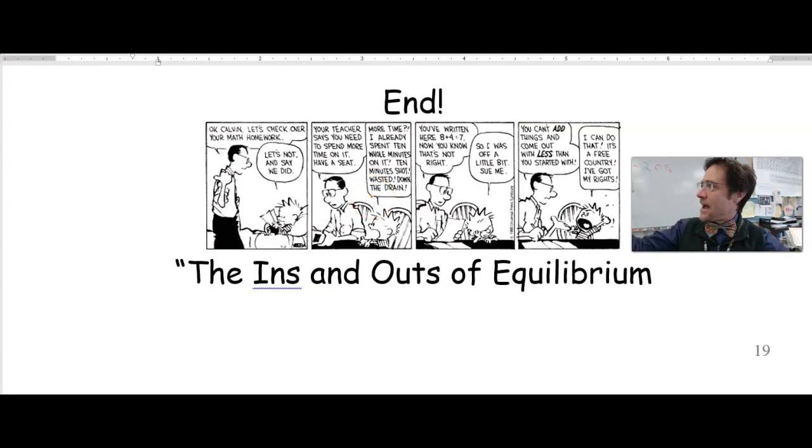That's awesome. Another Calvin. Who doesn't like Calvin and Hobbes? I love that kid. That kid is hilarious.